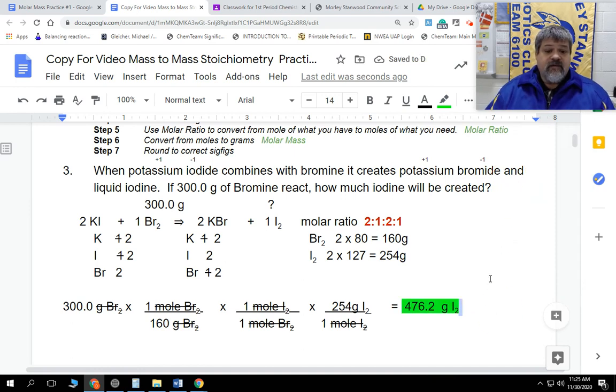There we go. There's our answer for that particular problem of if I had 300 grams of bromine, how many grams of iodine would be created in the scenario of potassium iodide combining with bromine to create potassium bromide and iodine. Again, this is a single replacement reaction, and that's how we get the answer. Make sure you show all your work.